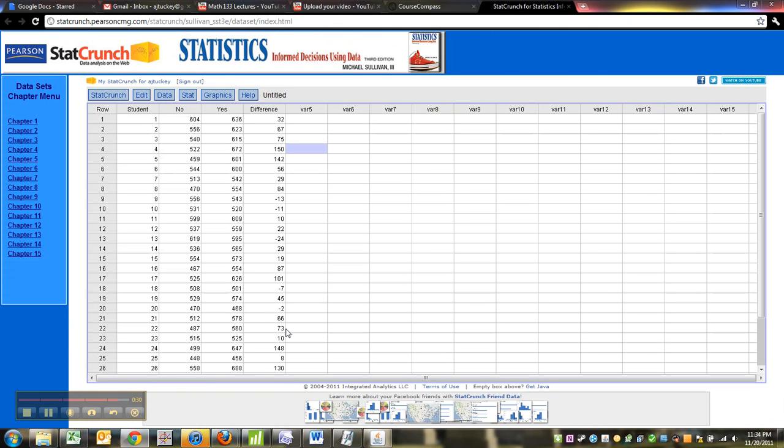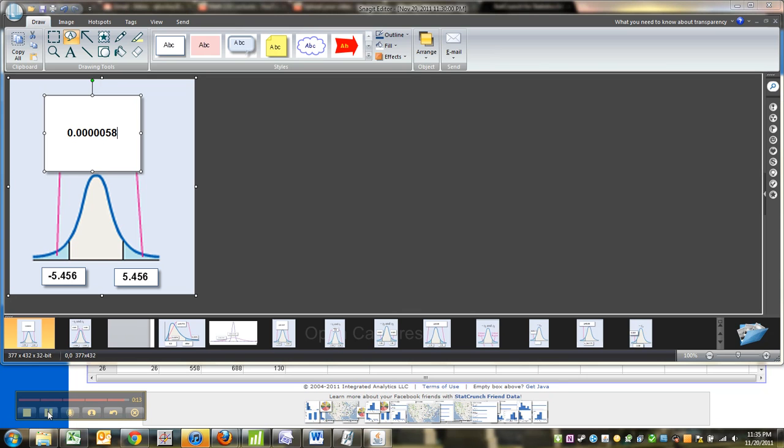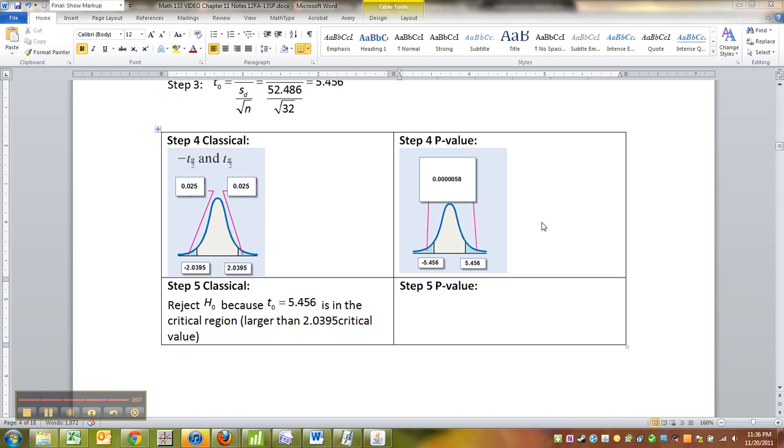Really nice and easy. Okay, so then, hold on, I gotta bring my graph back up. There it is. So we just found this p-value to be less than 0.001, 0.0000058. Okay. And there it is, copied and pasted into the table.